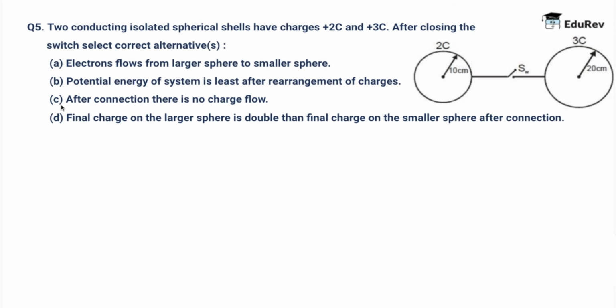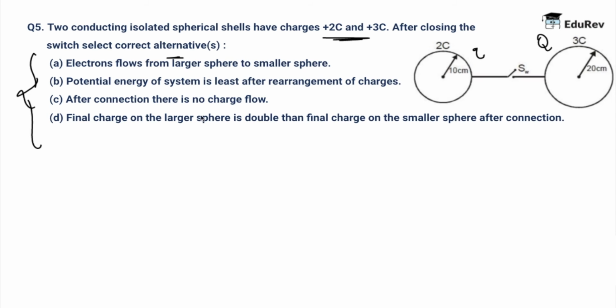Let's move on to the last question, that is question number 5. Now, two conducting isolated spherical shells have charges of positive 2 and positive 3. After closing the switch, select the correct alternative. So out of these, I need to select the correct alternative. Now, connecting the two spheres brings them to the same potential. Now, since the spheres are isolated, let q be the charge on the smaller one and capital Q on the larger one. So here the charge is q and here the charge is capital Q.